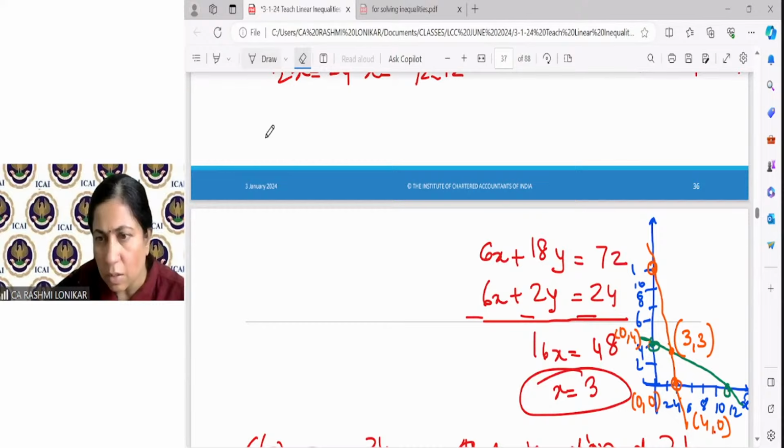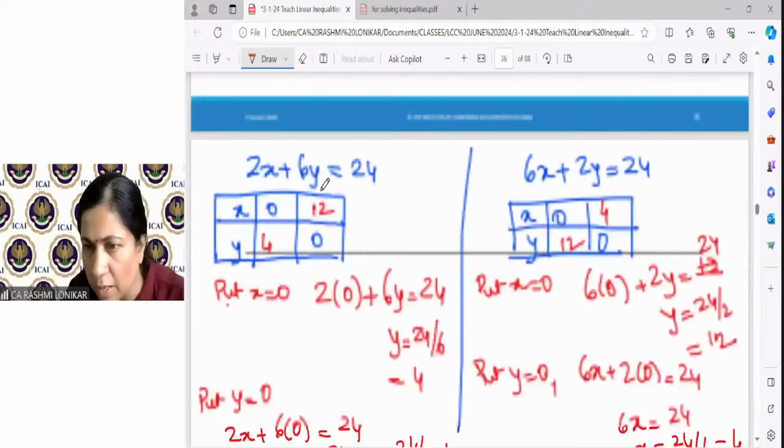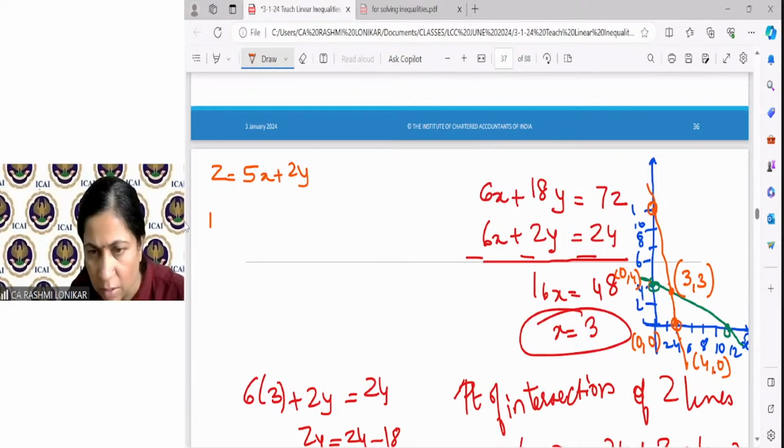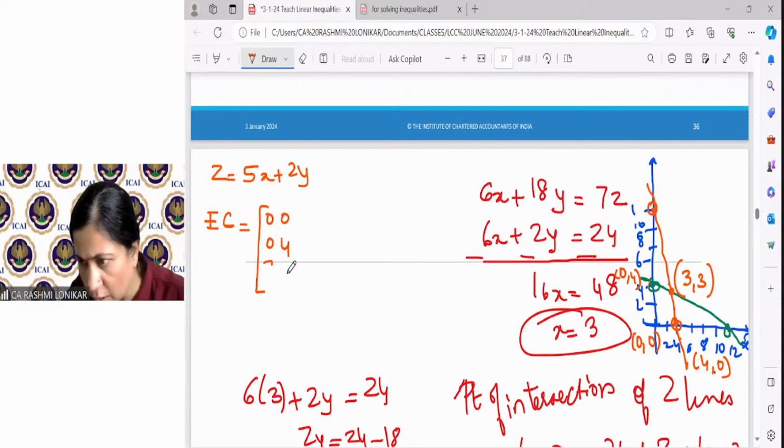So now what is my Z? Z is given to me as 5x plus 2y. What will be my E? E into C will be equal to... E is how much? 0, 0, then 0, 4, 3, 3, and 4, 0.